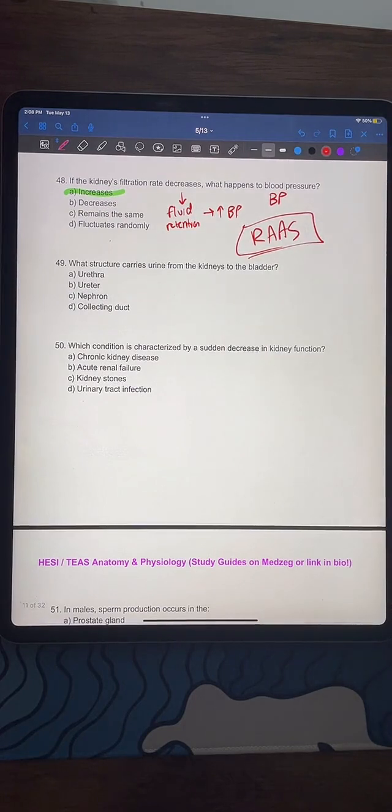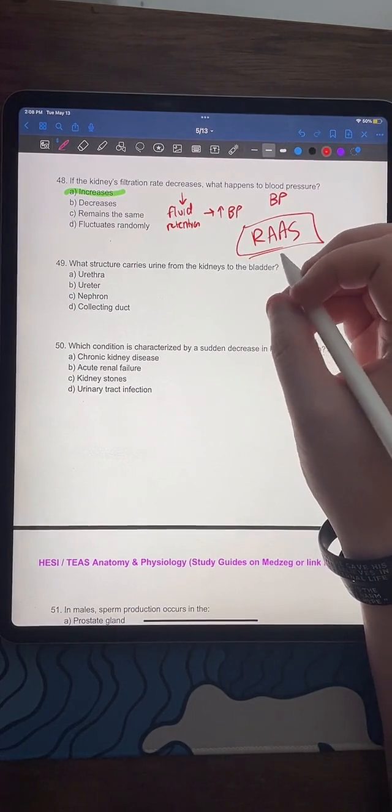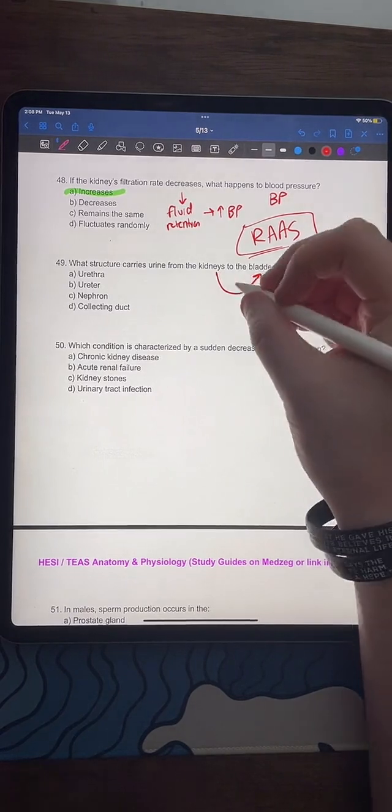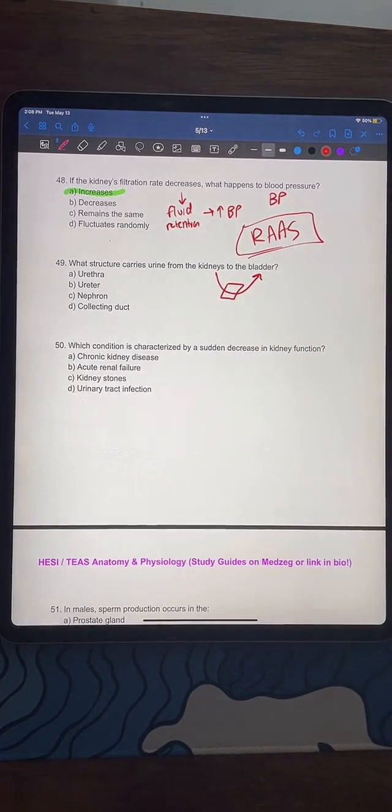49, what structure carries urine from the kidneys to the bladder? So from the kidneys to the bladder. What would this be?